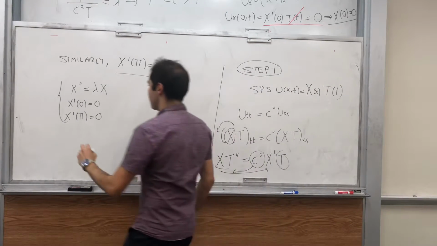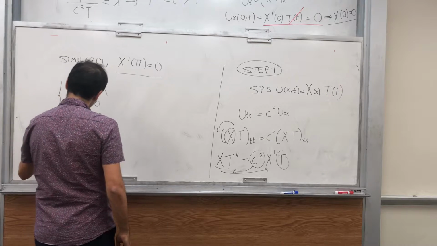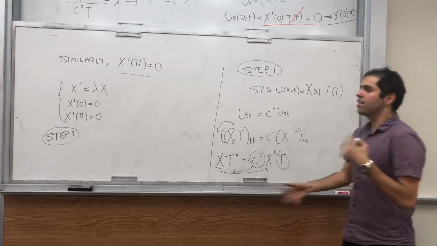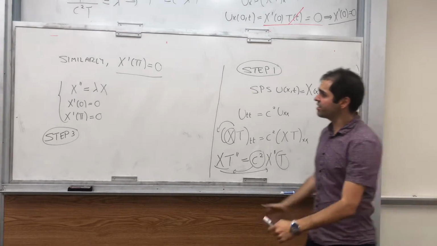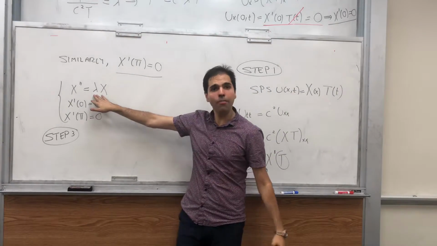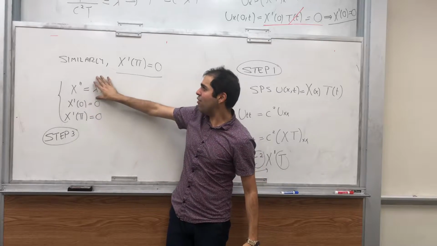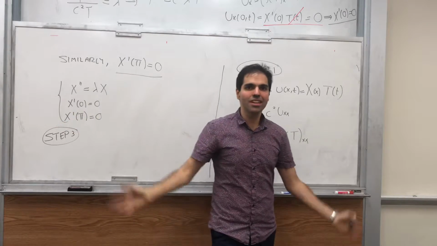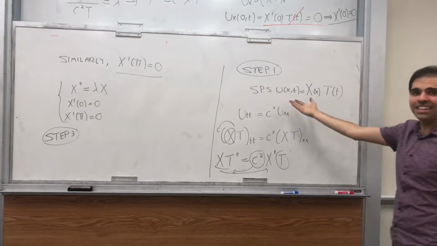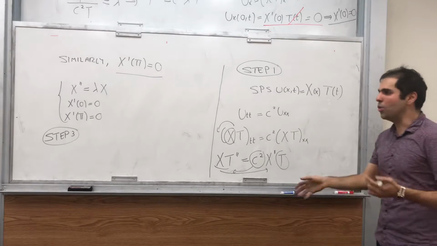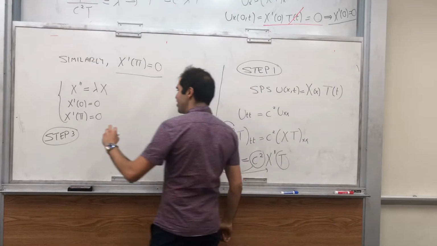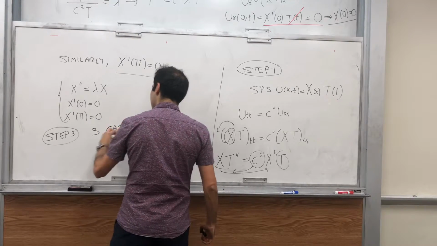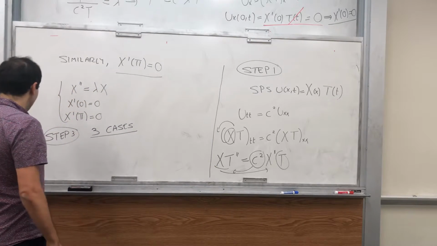So the next step is what I like to call 3 cases, because depending on the value of lambda, you get different solutions. If lambda is 4, for instance, you get exponential solutions. But if lambda, let's say it's -1, you get sines and cosines. So we actually need to argue in terms of the value of lambda. So 3 cases. Case 1.